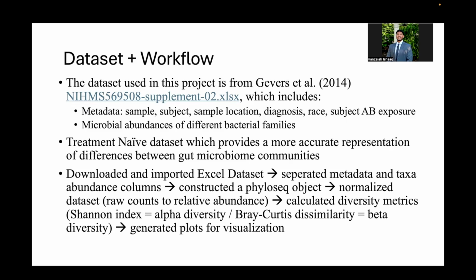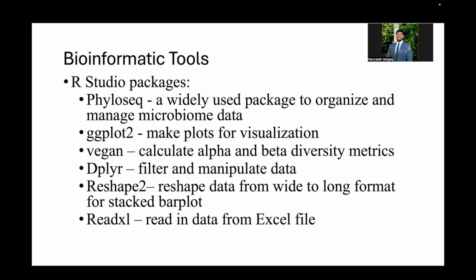A brief workflow is we're going to be downloading and importing the data set, and then separating the metadata from the taxa abundance columns. We're going to construct a phyloseq object, normalize the data set, and then calculate the diversity metrics for alpha diversity and beta diversity. And lastly, we're going to generate a plot for each one of the diversities and the taxonomic composition. We're going to be using these packages in RStudio.